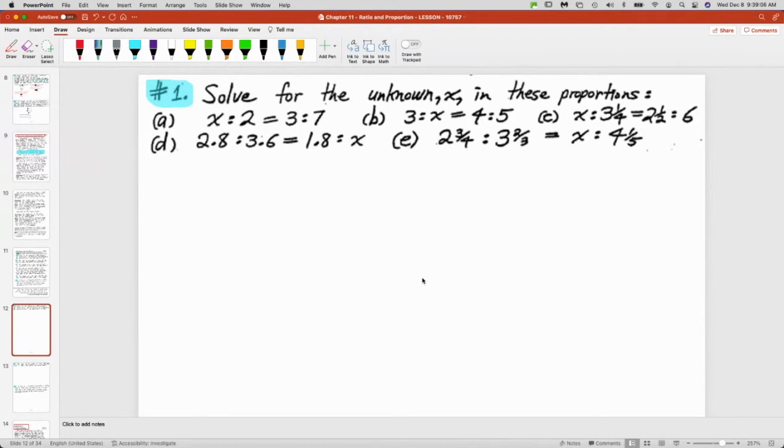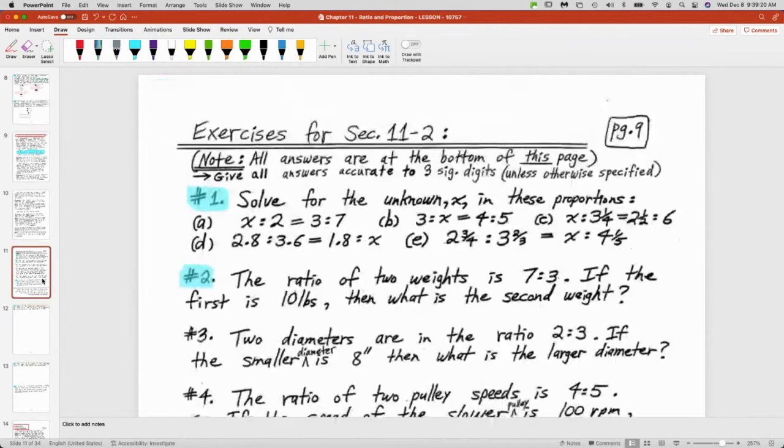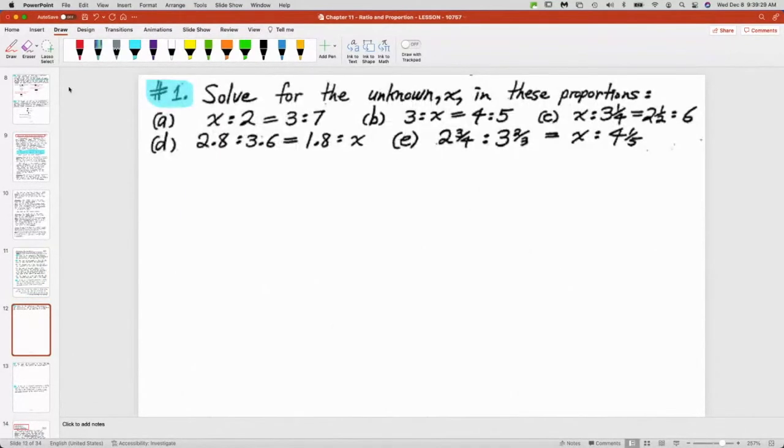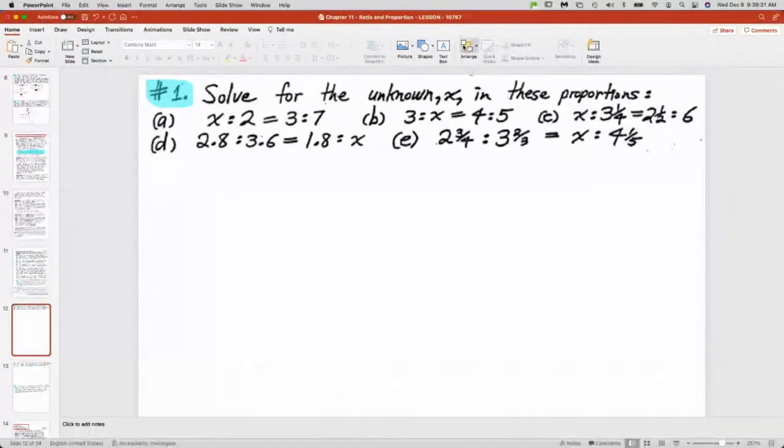But these numbers are not favorable. These numbers are a little bit annoying. So let's just see how we do with things. I'm going to solve all of these questions to decimal form. It doesn't specify right here if it says decimals or not, but it does say it in the question: give all answers to 3 significant digits unless otherwise specified. So I'm going to go with 3 sig figs for all these questions.